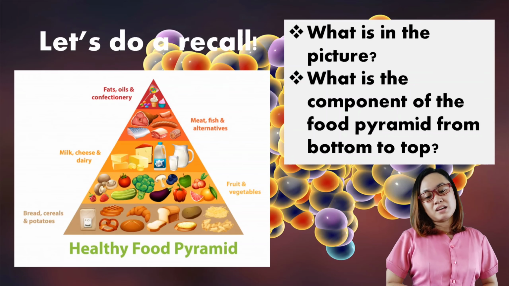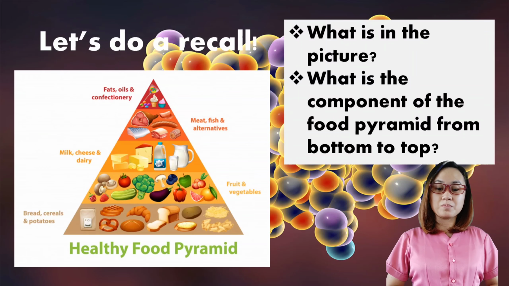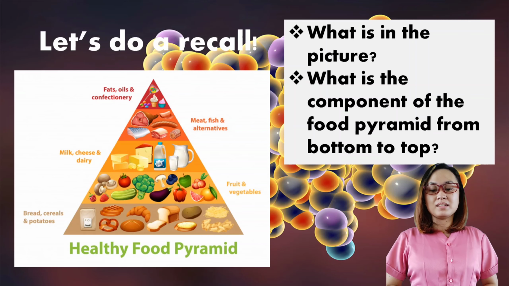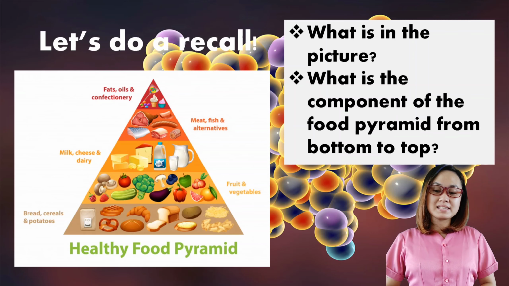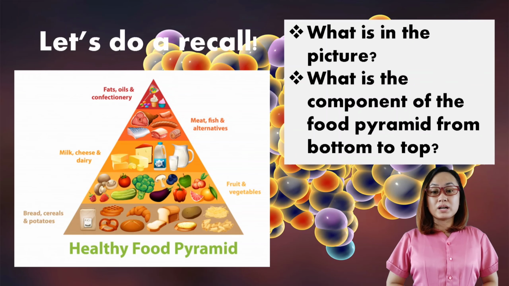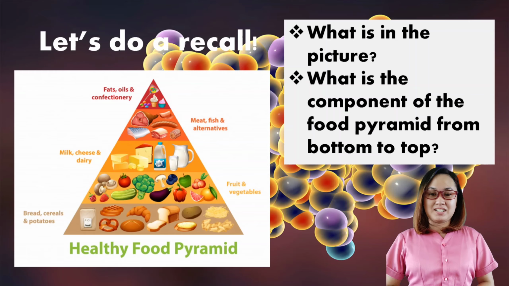Next is the meat, the fish, and other alternatives. It is also composed of proteins but also with nucleic acids. Next one, on the top part of your food pyramid, there are the fats, the oils, and confectionaries. That is the part where lipids and fats are essential.